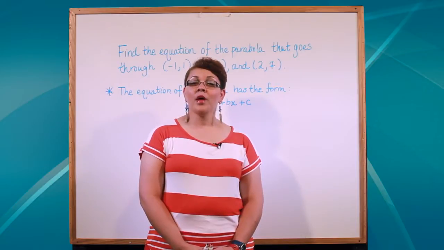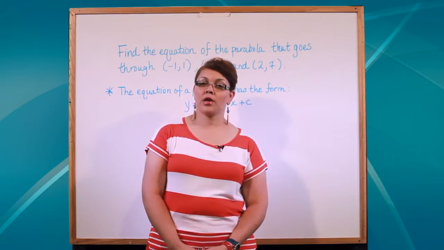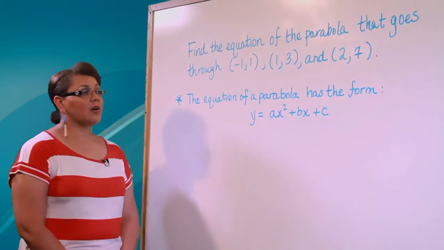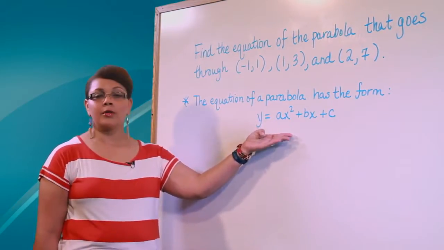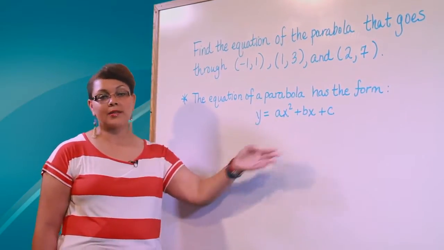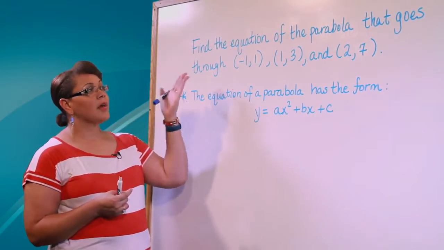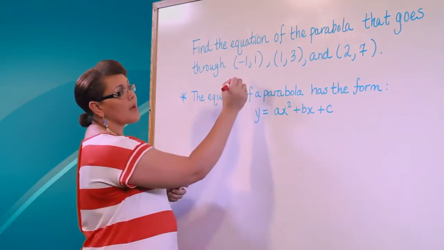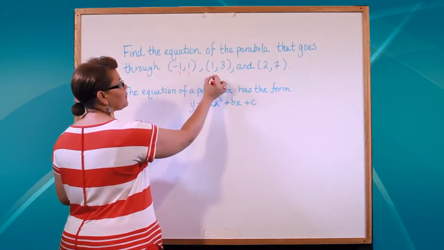In this example, we will find the equation of a parabola when given 3 points. Recall that the equation of a parabola has the form y equals ax squared plus bx plus c. We have been given 3 ordered pairs that lie on this parabola, and in an ordered pair, the first value is the x coordinate, the second value is the y.